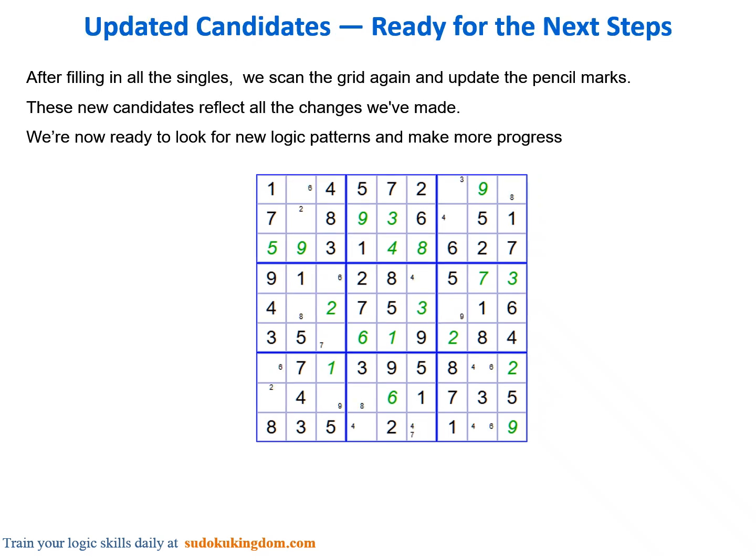Updated candidates, ready for the next steps. After filling in all the singles, we scan the grid again and update the pencil marks. These new candidates reflect all the changes we've made. We're now ready to look for new logic patterns and make more progress.